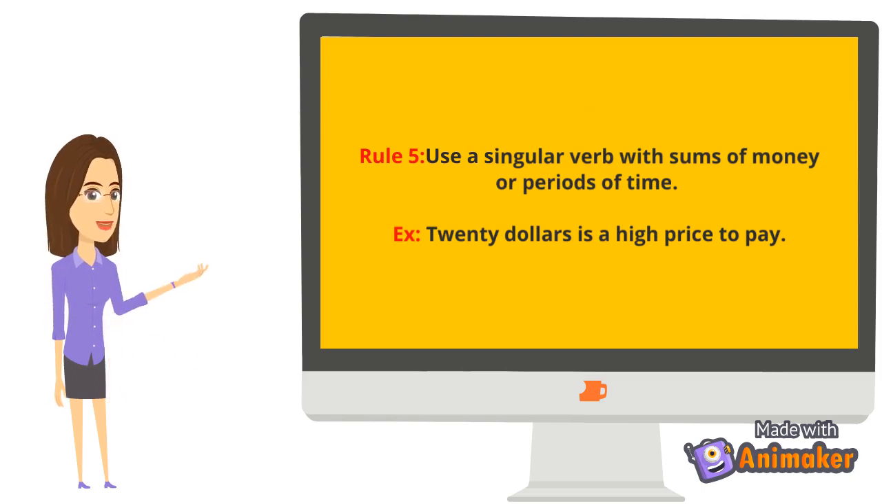Rule number 5. Use a singular verb with sums of money or periods of time. Example: $20 is a high price to pay.